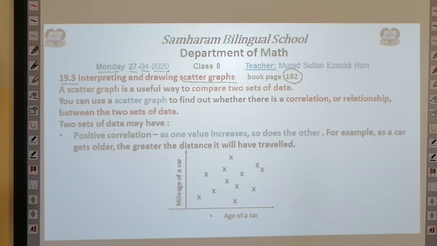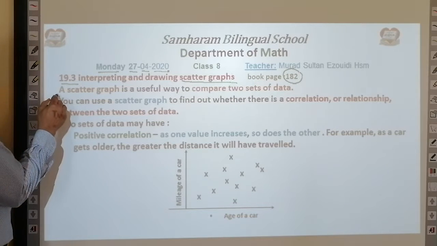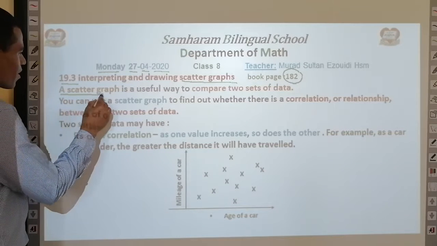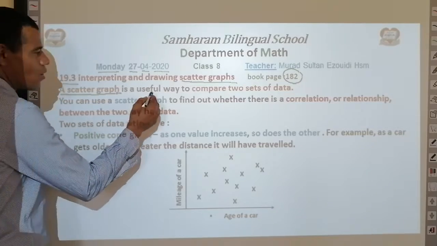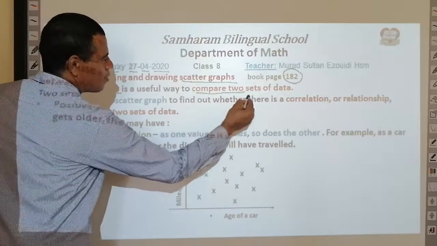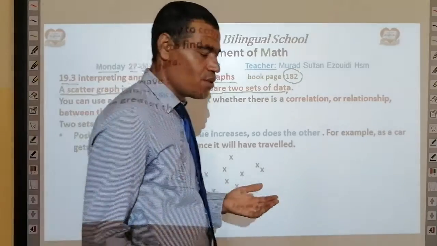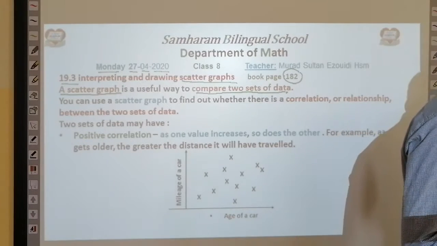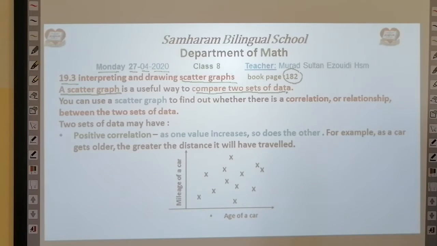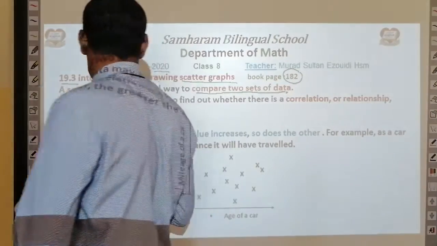First of all, you should give some information about the scatter diagram. A scatter graph is a useful way to compare two sets of data. If you are given two sets of data, you can use a scatter graph to compare between these two sets of data.